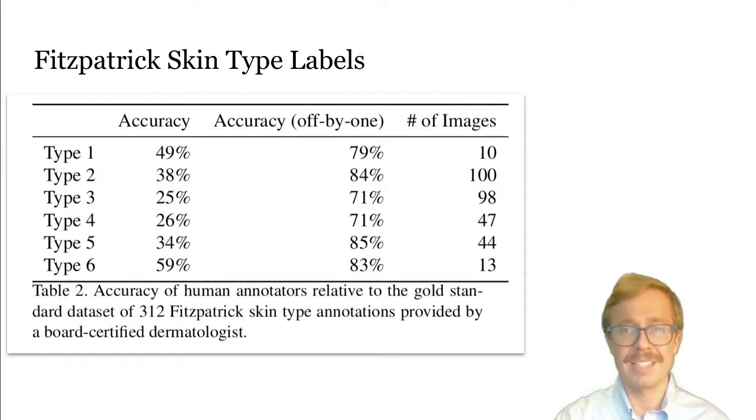We find that annotators annotate images within plus or minus 1 of the board-certified dermatologist's annotation in about 80% of trials. In a moment, we'll discuss how apparent Fitzpatrick labels compare to other methods for measuring skin tone, but the important thing to take away here is that annotators do a generally good job at matching the board-certified dermatologist's labels.